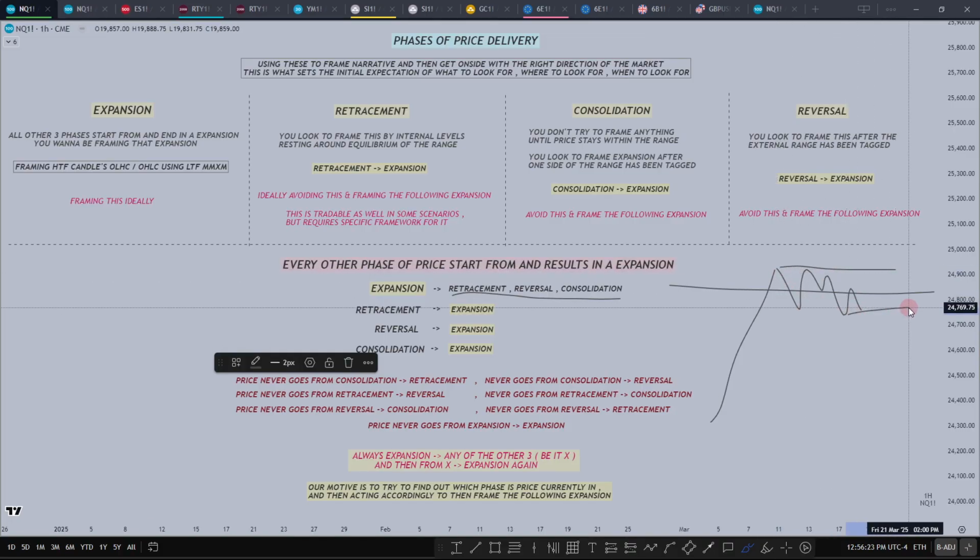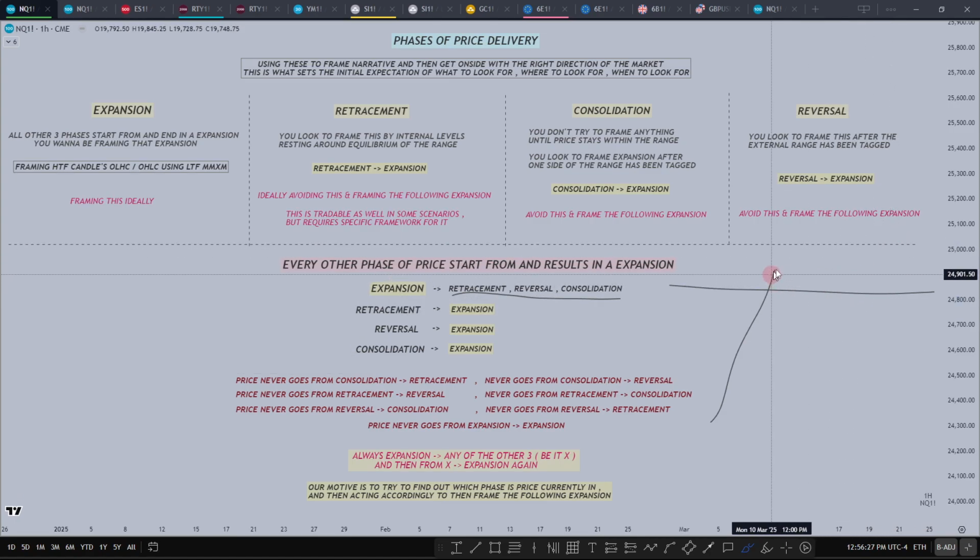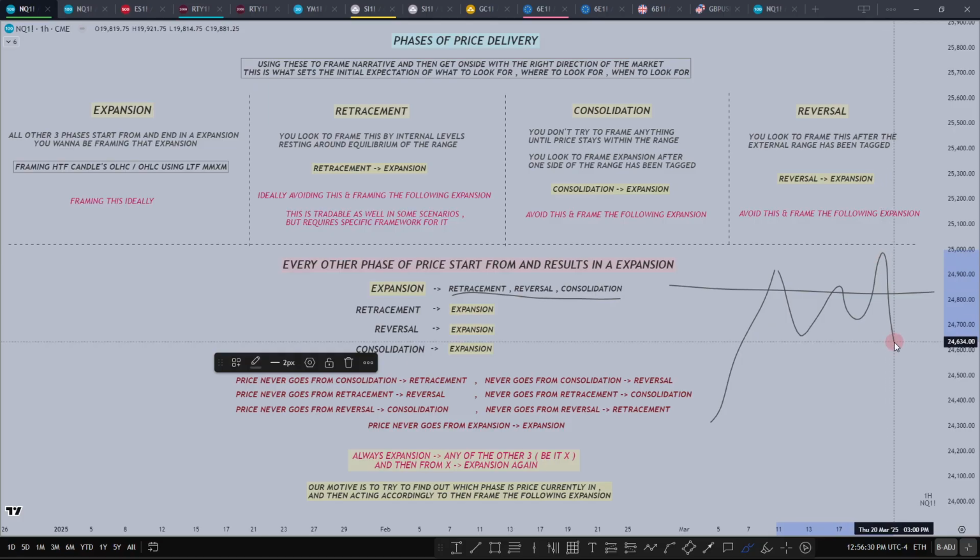If consolidation, range high, range low. If reversal, you then look to frame reversal from the external side of the range. If retracement, you then look to frame it around equilibrium, around internal levels, resting around equilibrium, right?